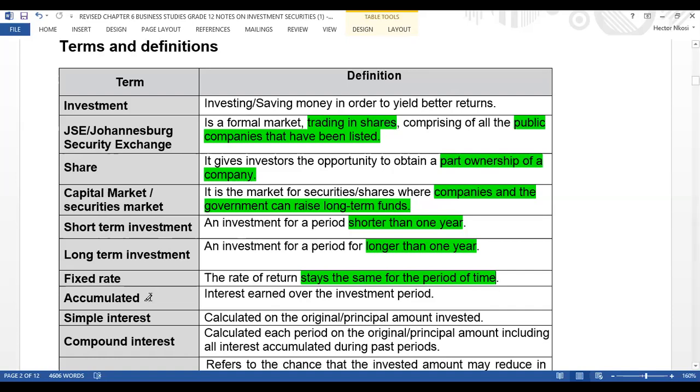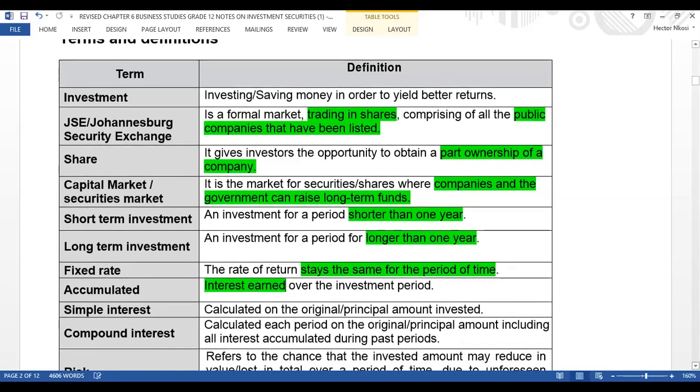Then accumulated. Accumulated means something has been added to something. That's what the word accumulated means. But let's look at this word in terms of business studies: interest earned over the investment period. So that's your accumulated. If I'm saying I'm accumulating, it means I'm adding or earning on something, basically, right?